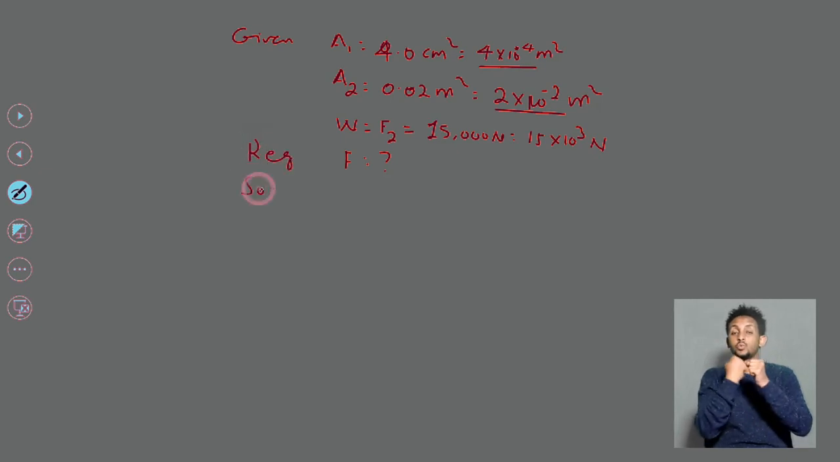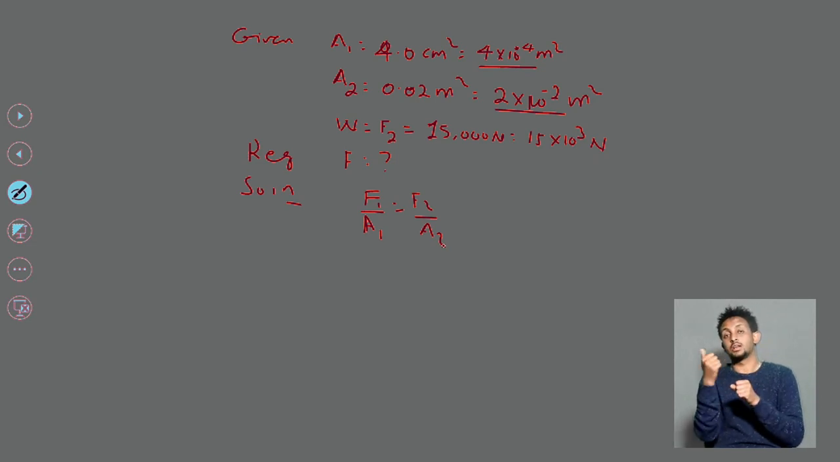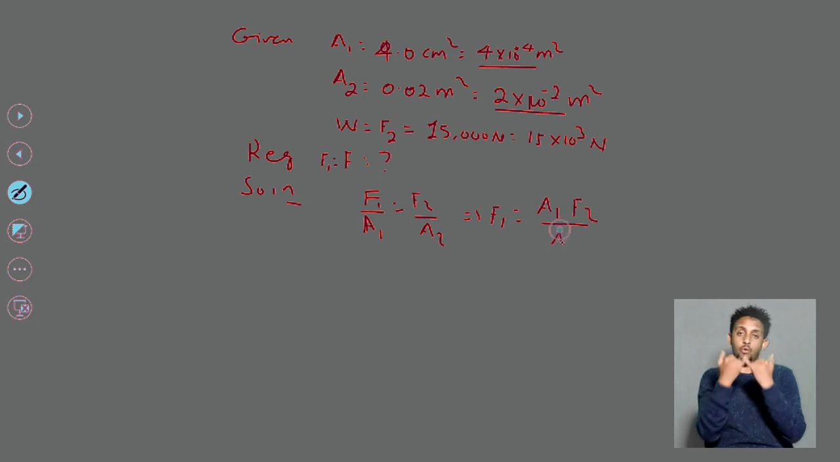Solution: you have to apply Pascal's principle. It says that force 1 over area 1 is equal to force 2 over cross-sectional area 2. The pressure exerted at one point is the same as the pressure exerted at the other point. From this, we are asked to find force 1, the force exerted on the smaller piston. So F1 is equal to, when you cross-multiply, area 1 times force 2 over area 2. Force 2 is the weight.